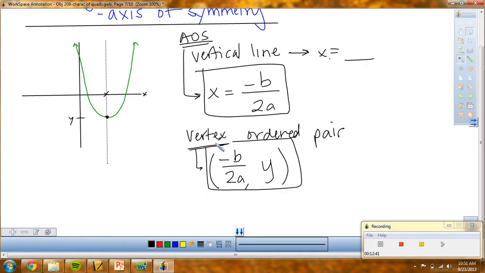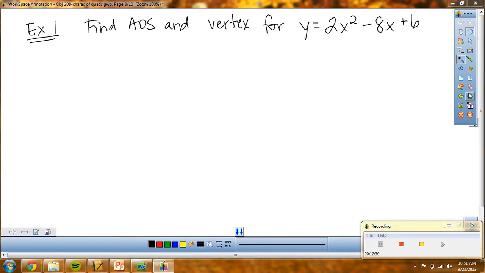So these are the two important key points from this unit. So let's try and do an example using this. I want to find the AOS, that stands for axis of symmetry, and vertex for the following quadratic.